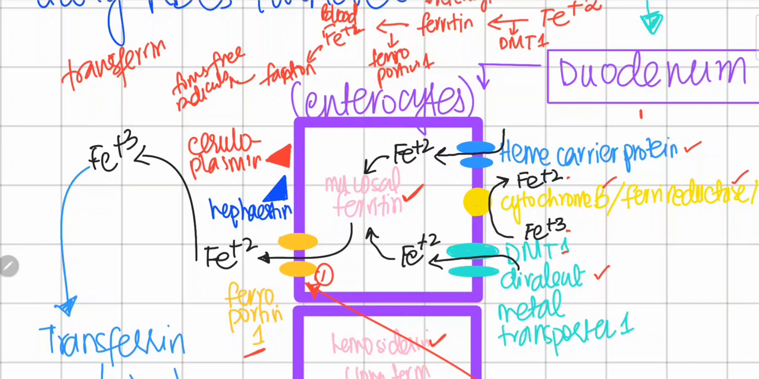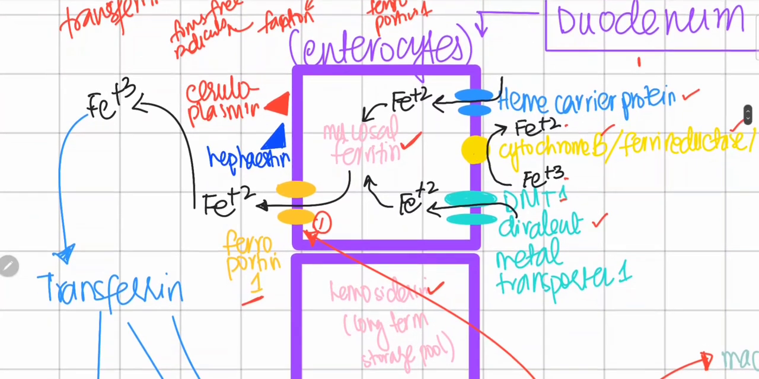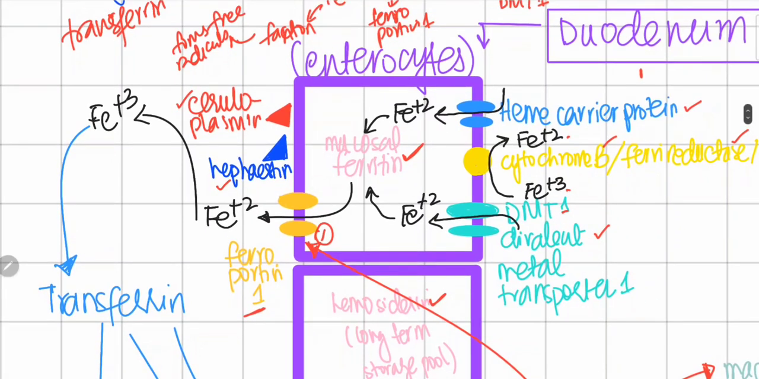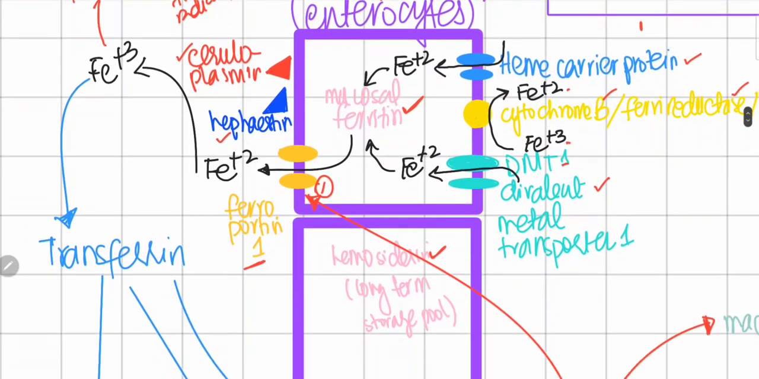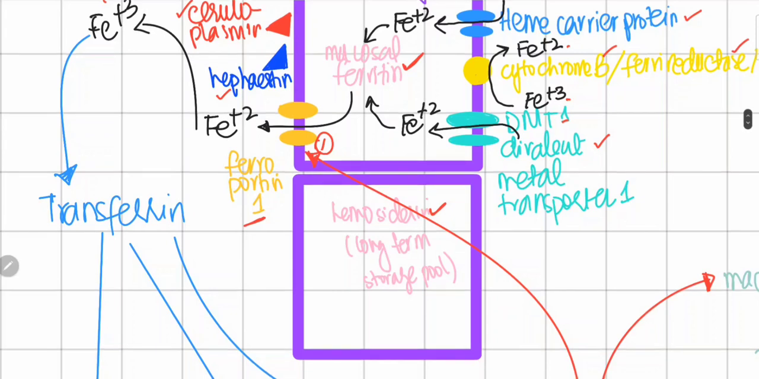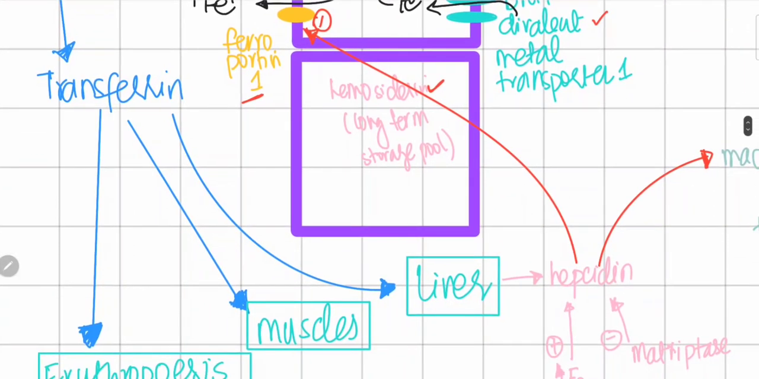But the problem with transferrin is it cannot take Fe+2. So we have two more proteins or enzymes. One is hephaestin, and the other is ceruloplasmin, that converts Fe+2 into Fe+3. And that is then carried by transferrin right here. And now our absorption is completed. This is iron absorption. Now we do iron transport.